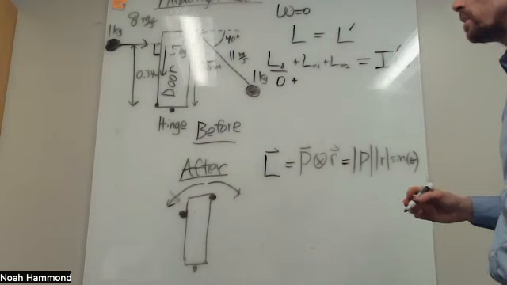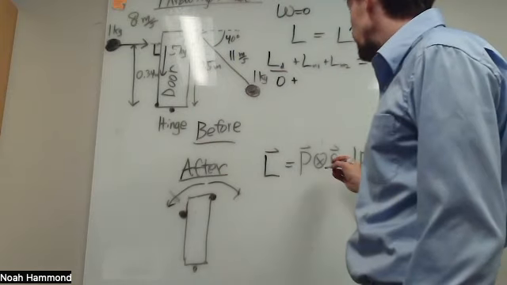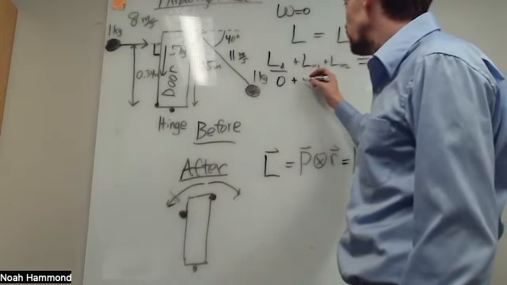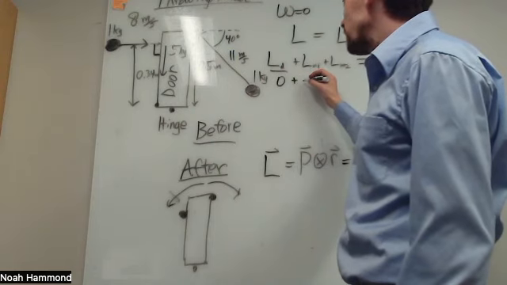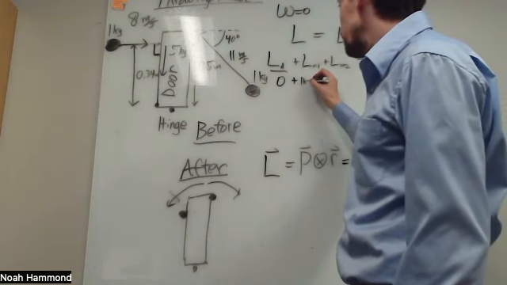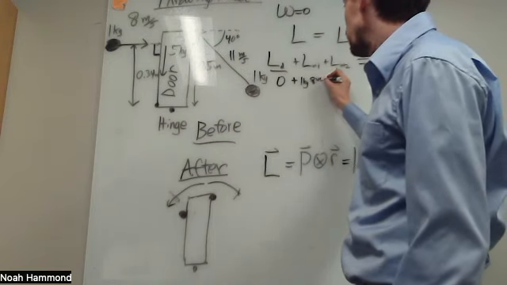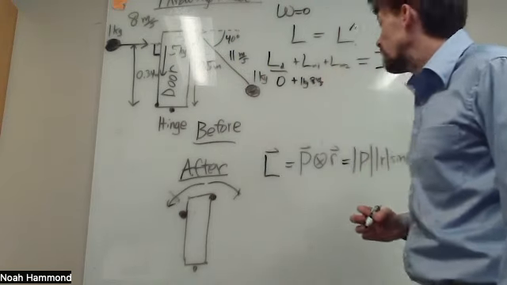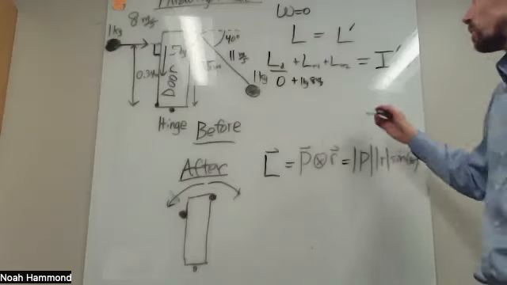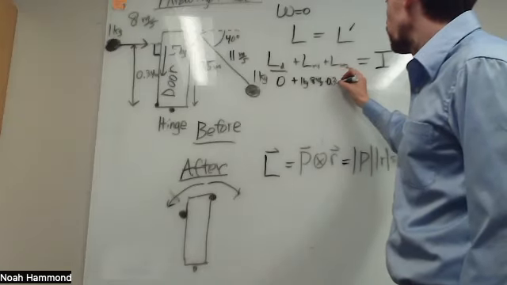So for mud ball 1, our angular momentum will be the mass of mud ball 1, which is 1 kilogram, times the velocity, which we said was 8 meters per second, and then times the radius, which we said was 0.34 meters.